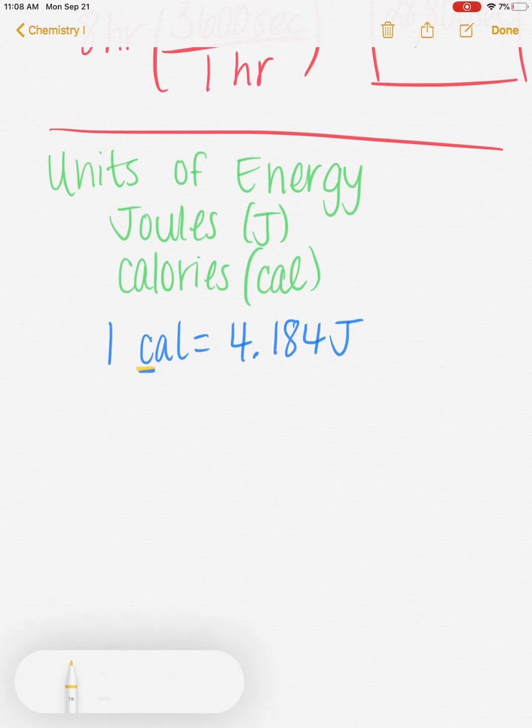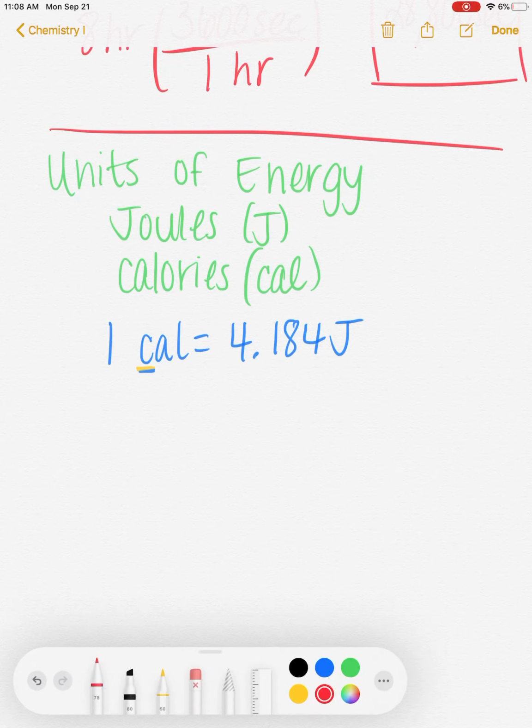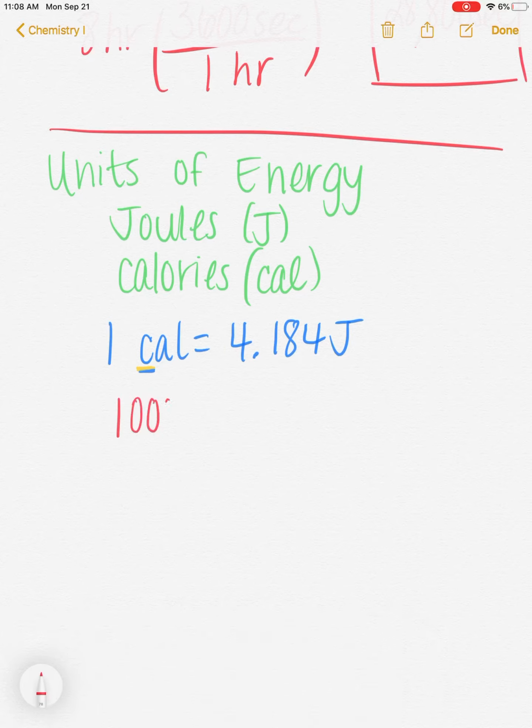However, we need to recognize that on the assignment that you are going to complete tonight, there is a lowercase c and there's an uppercase C. So there are 1,000 lowercase c calories in 1 capital C calorie. Now that might not seem like a very big difference, but the capital C calorie is a food calorie, which can also be called a kilocalorie.